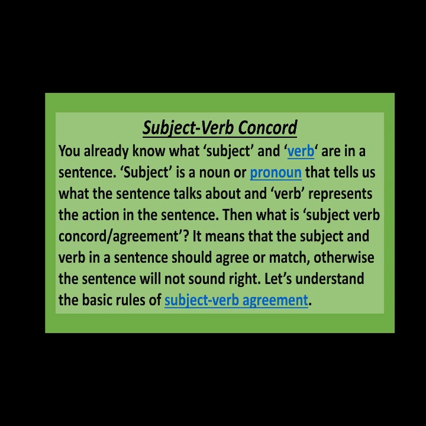So let's read about this. We can say that concord and agreement are the same. You already know what subject and verb are in a sentence. The subject is a noun or a pronoun that tells us what the sentence talks about, and the verb represents the action in the sentence. Then what is subject verb agreement? It means that the subject and verb in a sentence should agree or match. Otherwise, the sentence will not sound right. So let's understand the basic rules of subject verb agreement.